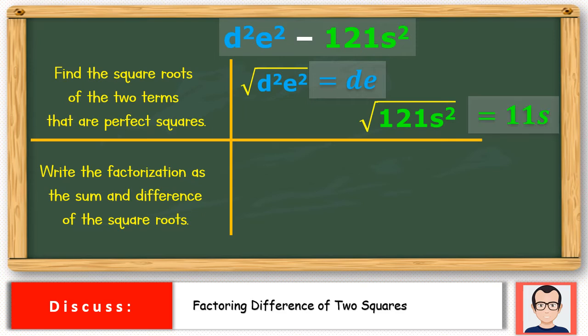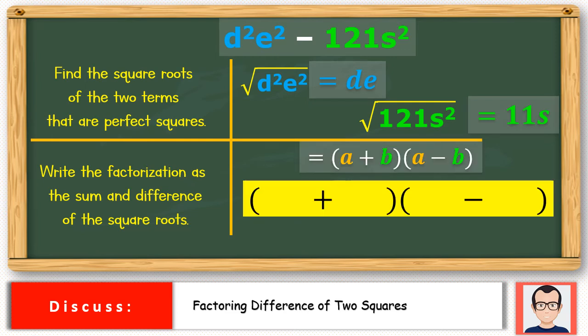After getting the square roots, we now express it as factors of the sum and difference of the square roots. And our final answer is de plus 11s multiplied by de minus 11s. Wow, you're doing good. Now let's try our last example.